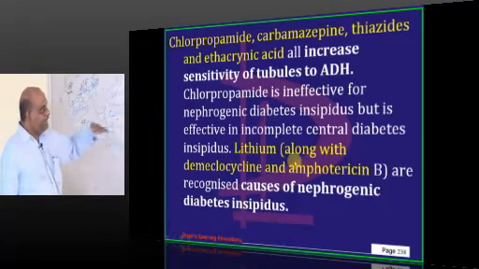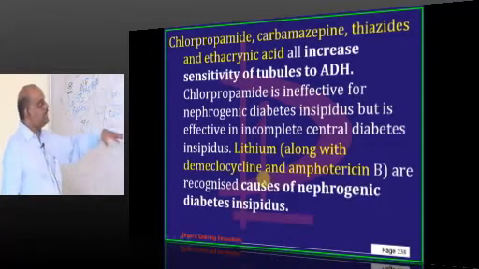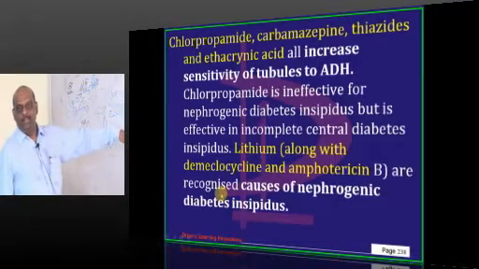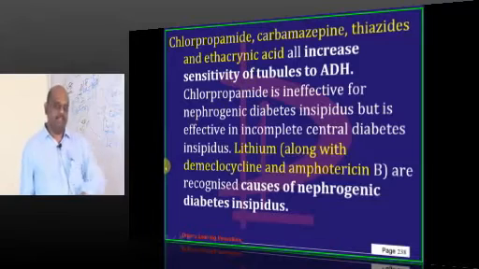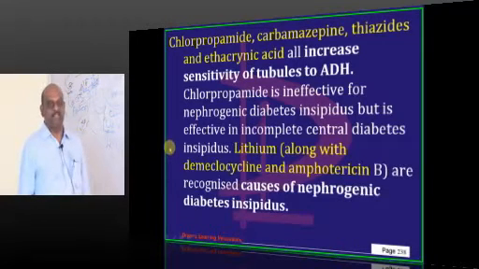But lithium, demeclocycline, amphotericin B, what will they lead to? ADH deficiency state, nephrogenic diabetes insipidus they lead to.